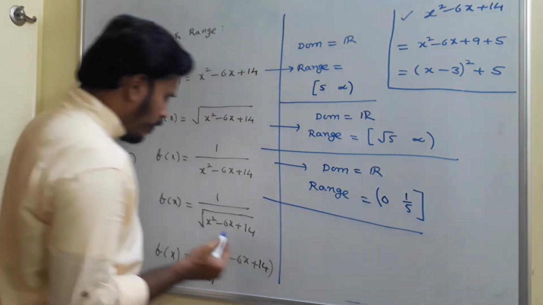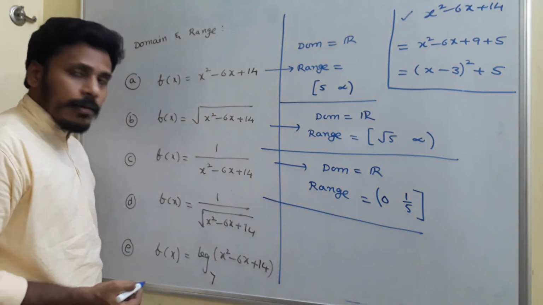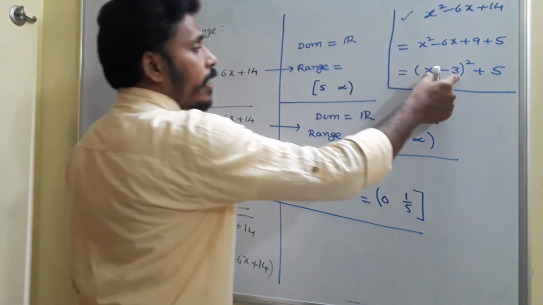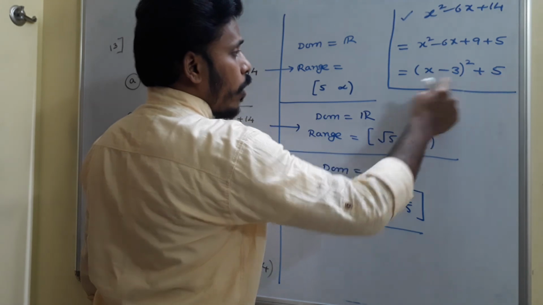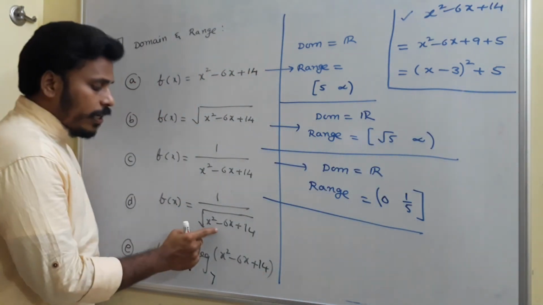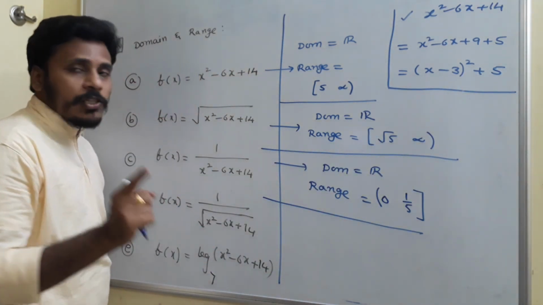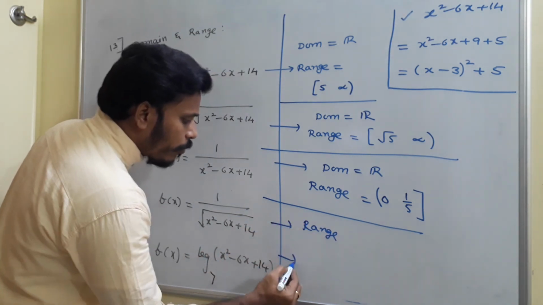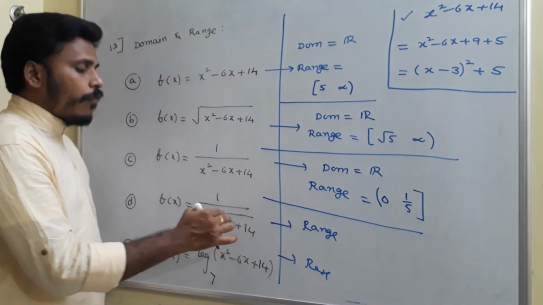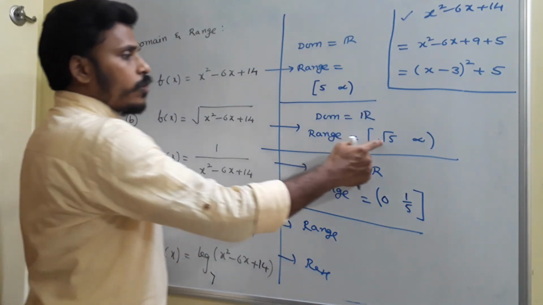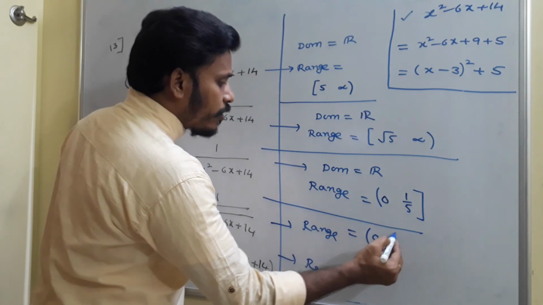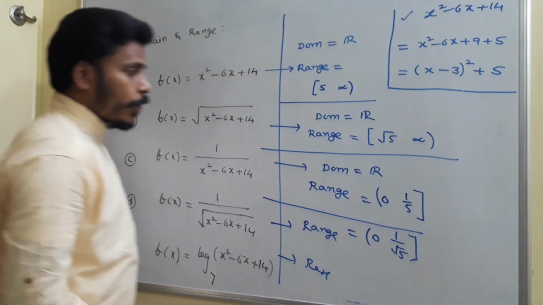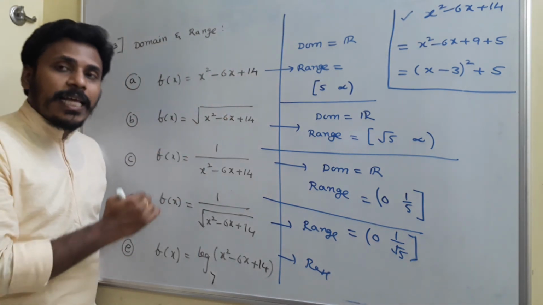Again, for this function the domain is all the real numbers, because it is in the form of a perfect square plus a positive quantity, so it is always positive. That's why for these two functions also the domain is all the real values. I will write the range now. For 1 by root of x square minus 6x plus 14, the expression under the root ranges over root 5 to infinity, so here the range is 0 to 1 by root 5. You need to take the reciprocal of root 5 and values less than that, 1 by root 5.